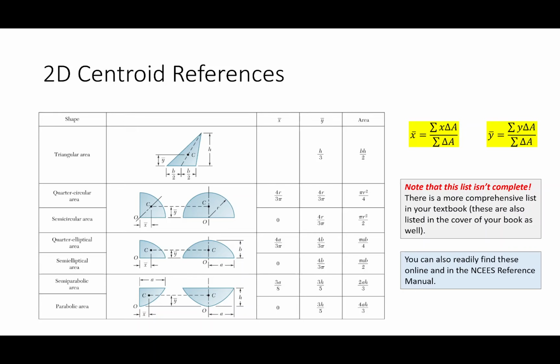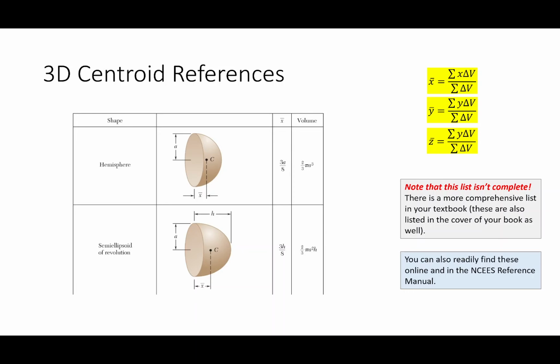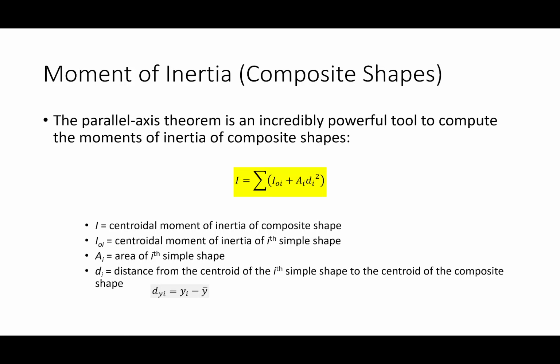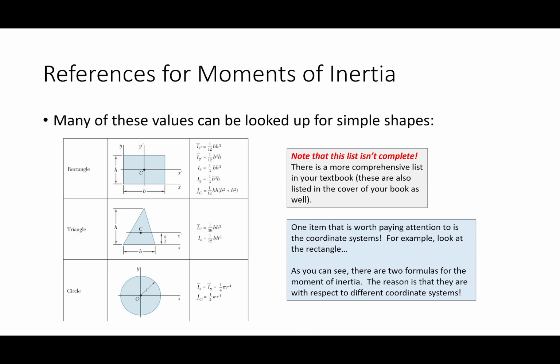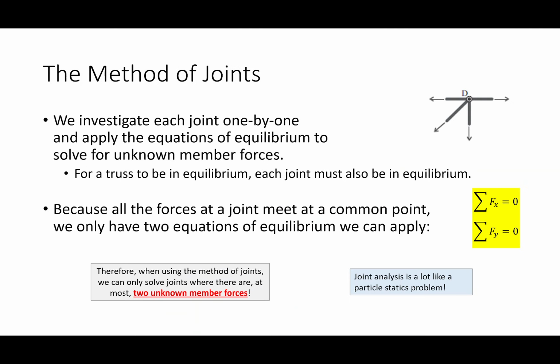This is what I was saying I was going to give to you. Any of these that you need, or it might just be a copy and paste of literally this on the exam, but I'm not going to make you waste space on your formula sheet with this, okay? 3D centroid references, if you need that, I'll give you that. The moment of inertia, this is how you compute the moment of inertia of a composite shape. Again, parallel axis theorem, pretty straightforward. And again, any references that you need for that will be given.